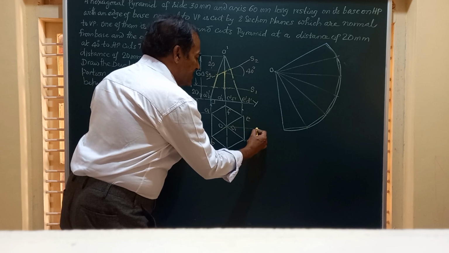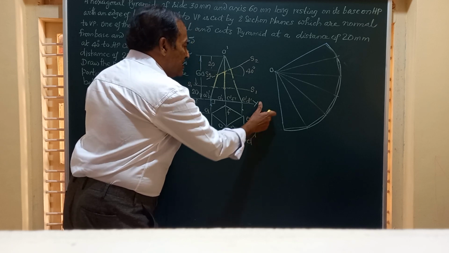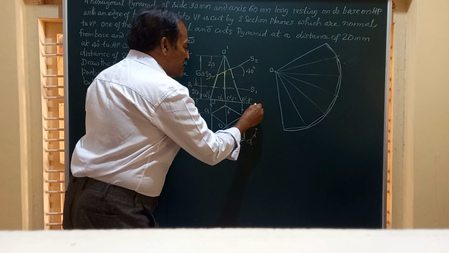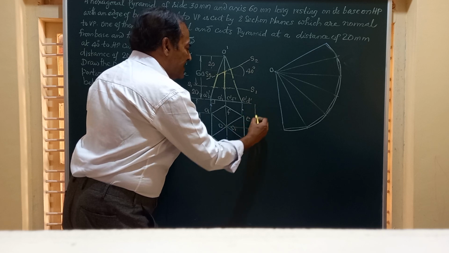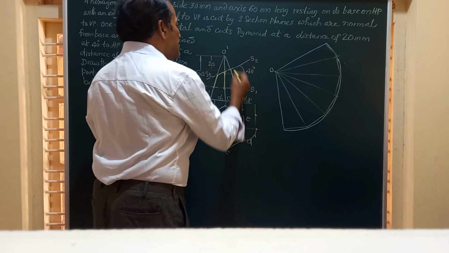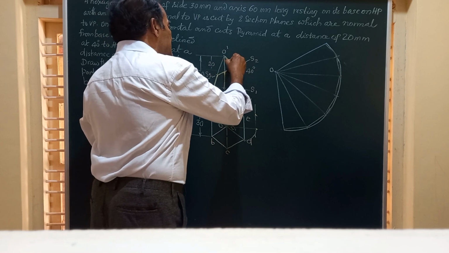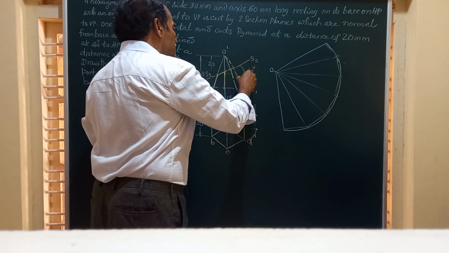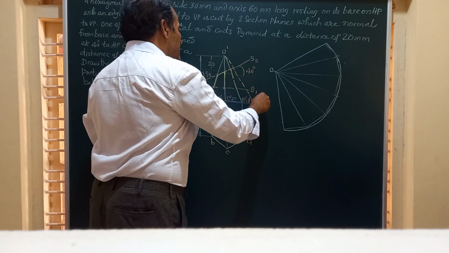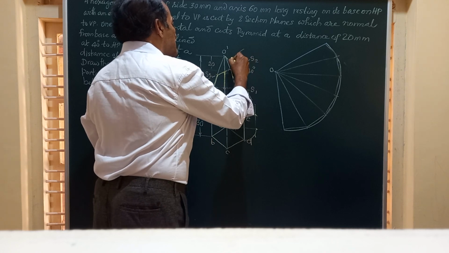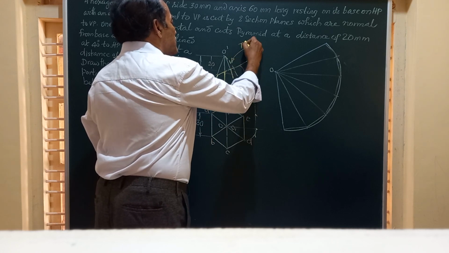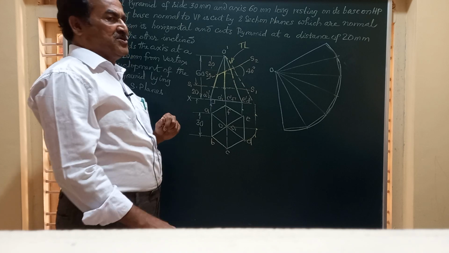That arc will meet the locus of O here. Then I move that to the XY line and join that to the vertex, and this line, which I am showing by dotted line, will represent what is called the true length of the slant edge.